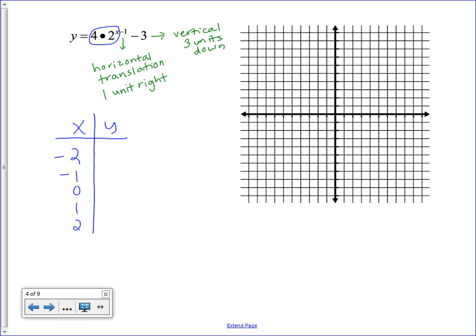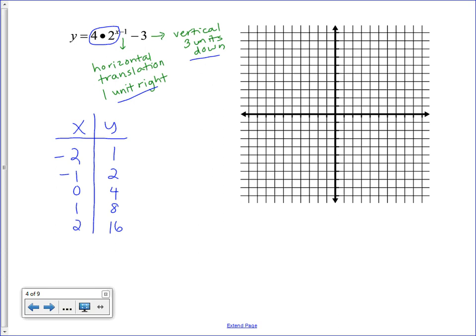So 2 to the negative second power is 1/4, times 4 is 1. 2 to the negative first power is 1/2. 1/2 times 4 is 2. 2 to the 0 power is 1, and 1 times 4 is 4. 2 to the 1 is 2, 2 times 4 is 8, and 2 to the 2 is 4, and 4 times 4 is 16. Now none of these points are actually on the graph, right? We're going to take each of these points and shift them 1 unit to the right and 3 units down.